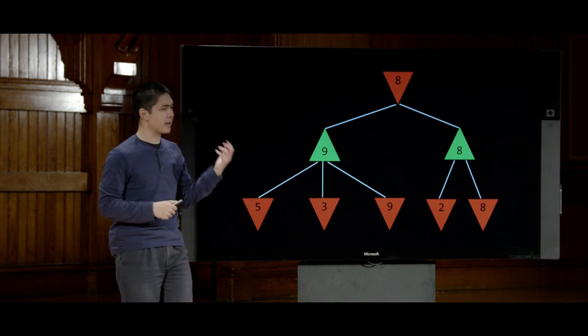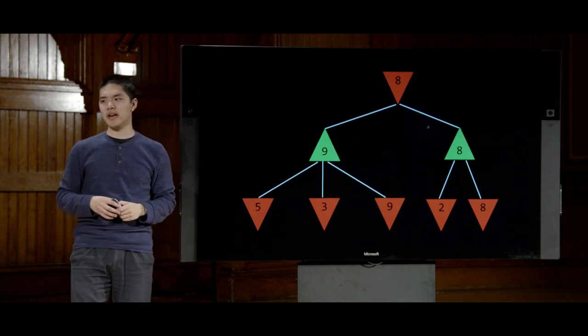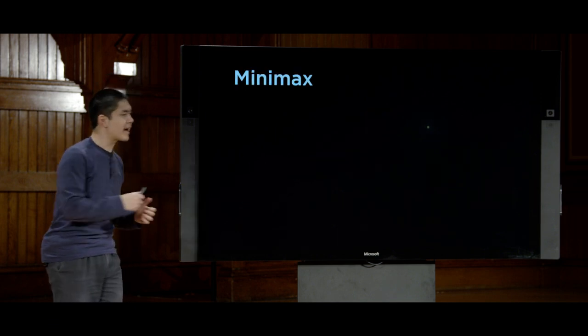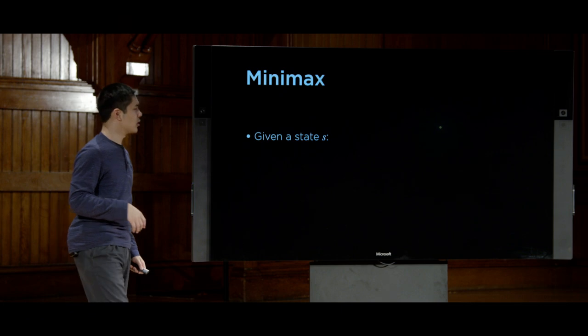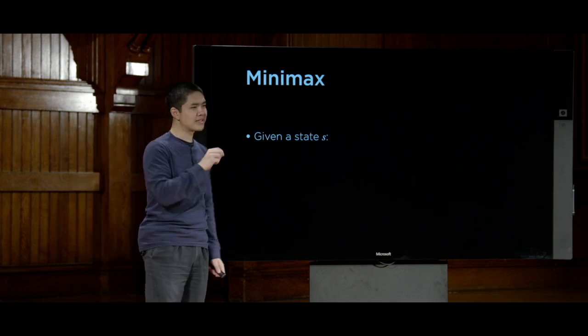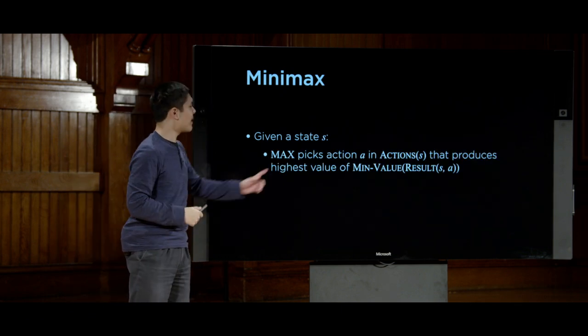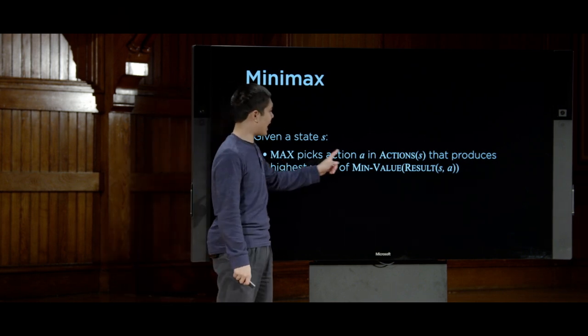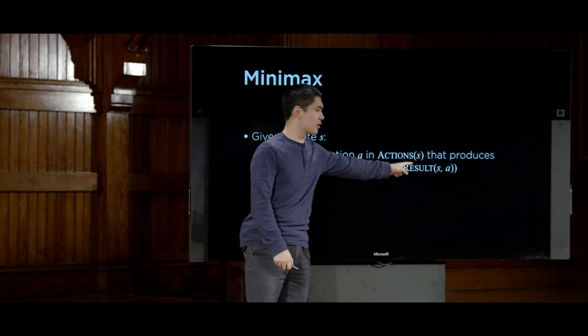So this now is a general picture of what the Minimax algorithm looks like. Let's now try to formalize it using a little bit of pseudocode. So what exactly is happening in the Minimax algorithm? Well, given a state S, we need to decide what to happen. The max player, if it's Max's player's turn, then Max is going to pick an action A in actions of S.